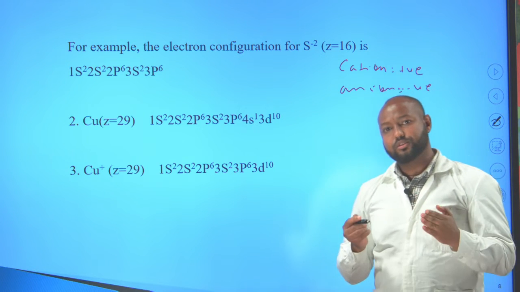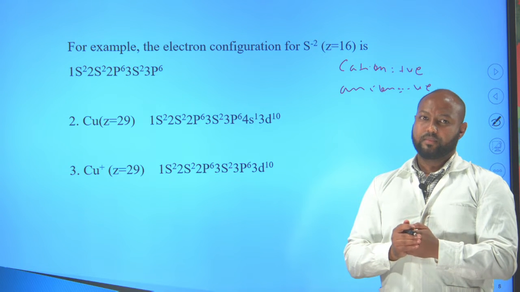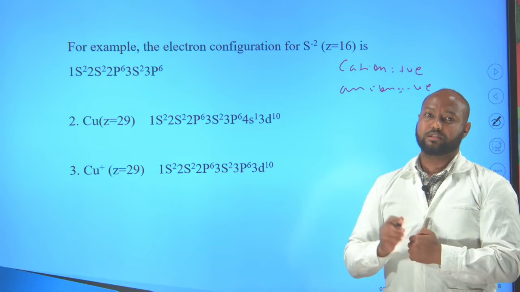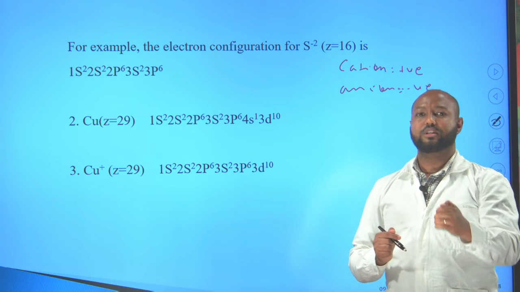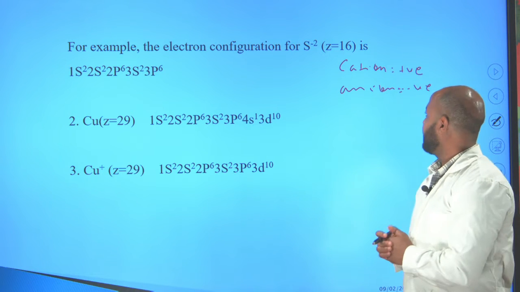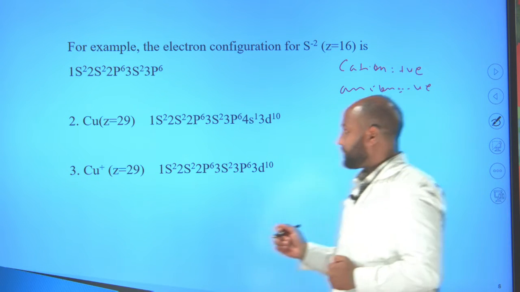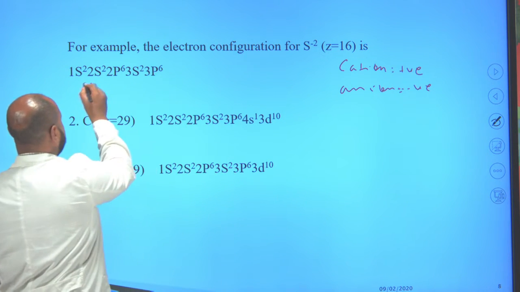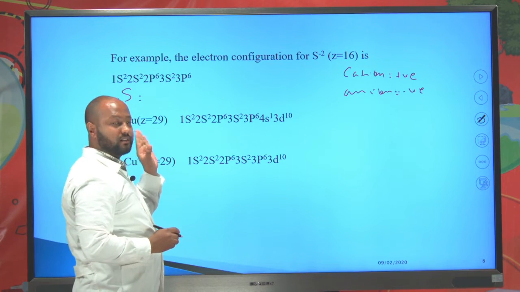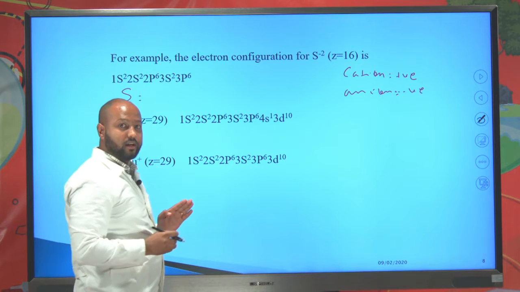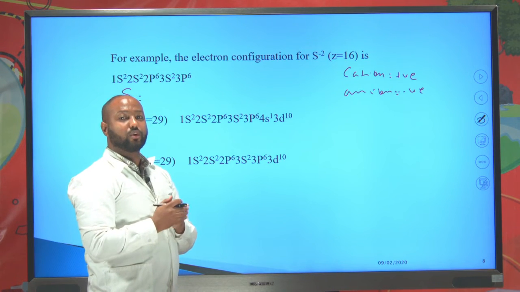But for both losing and gaining of electrons, only the valence electrons participate. Only the valence electrons are lost or only the valence electrons are added. Normally, sulfur has atomic number 16. For neutral sulfur, if there is no charge, it means no gaining or losing of electrons.